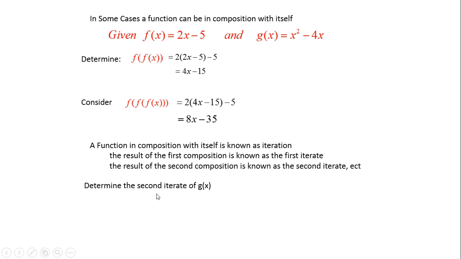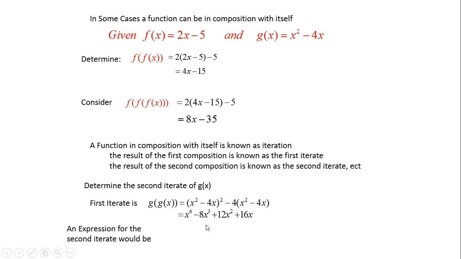So we'll do this example with g now. I ask for the first iterate of g, which would be g of g of x. So algebraically, what does that mean? The x in g of x is being replaced with itself. So this x here is replaced with the function x squared minus 4x. And then it's going to have to be squared. Over here, it is going to have to be distributed to 4, and we get down to this. Now, that's the first iterate.